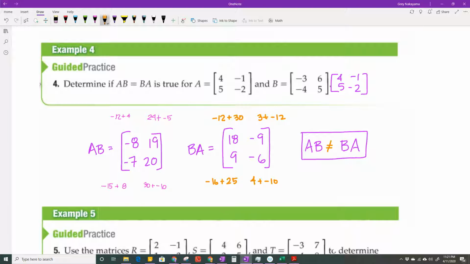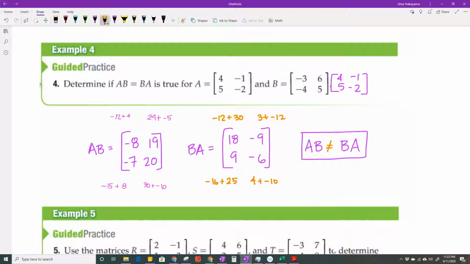That is an example. Remember the commutative property. This is a really, really important property for you to remember: the order that you multiply matrices matters. You do not always get the same thing. So the commutative property does not hold true for matrices.